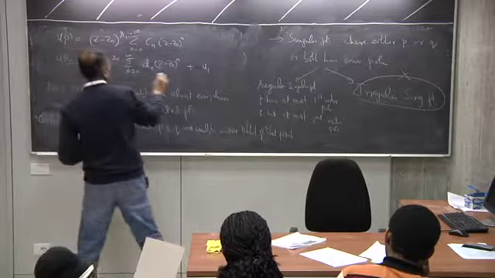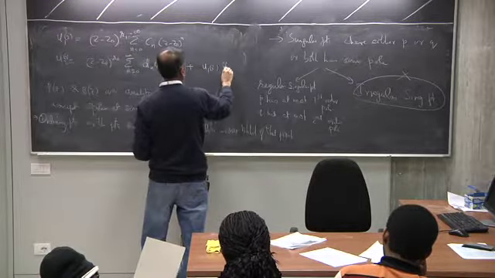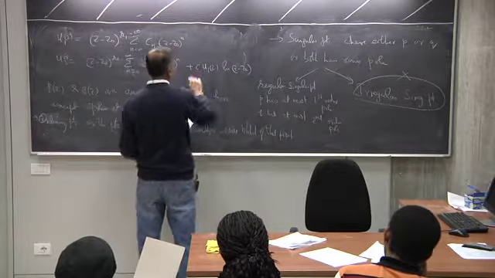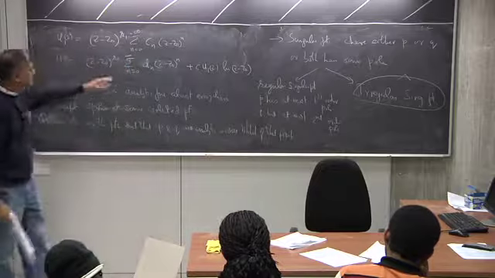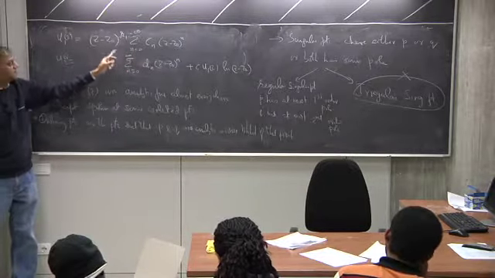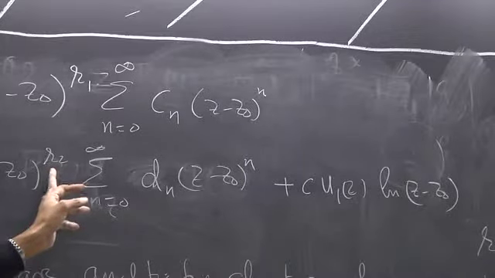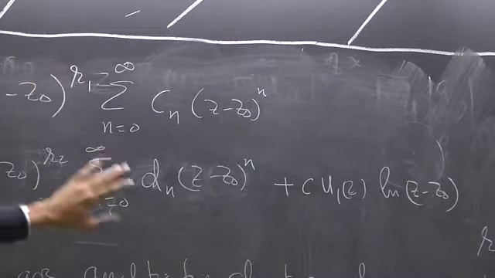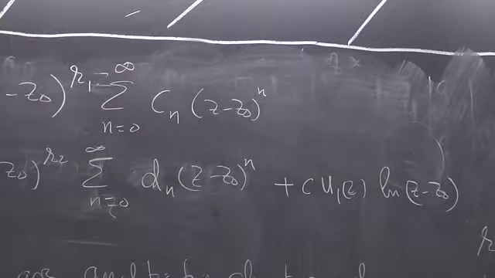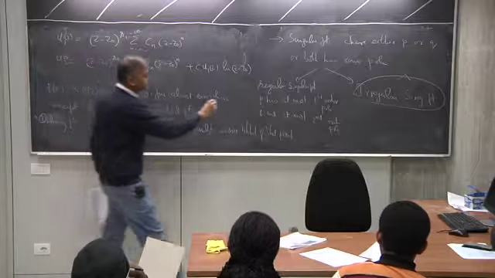U2: there can also be U1(Z) times log of Z minus Z0, some constant times this. There can be also this. That depends on the details. That depends on whether the difference between R1 and R2 is an integer. If the difference between R1 and R2 is not an integer, this term doesn't appear. So, very generically, you have solutions of this type for the regular singular point.